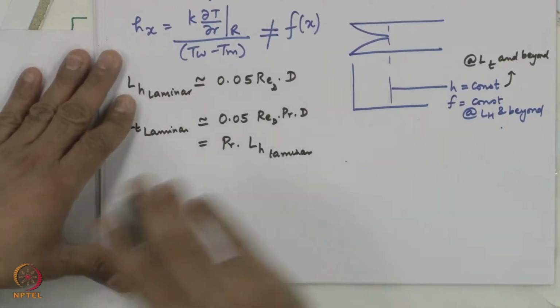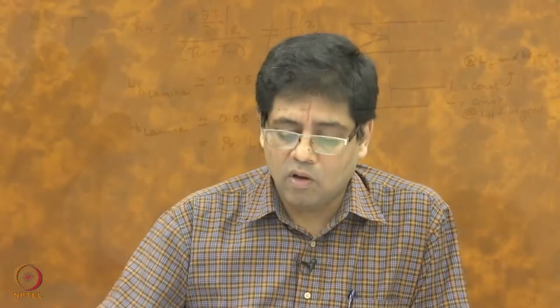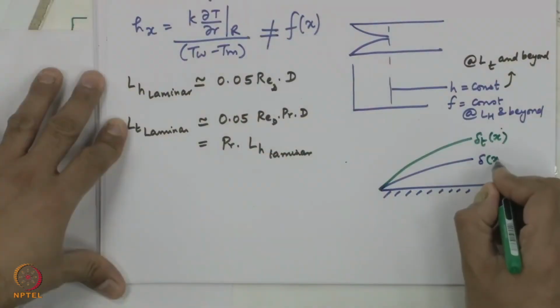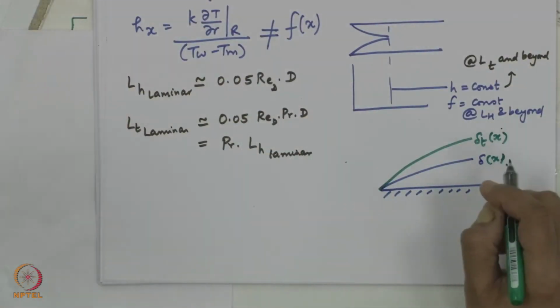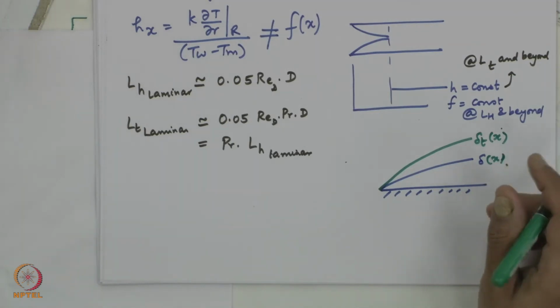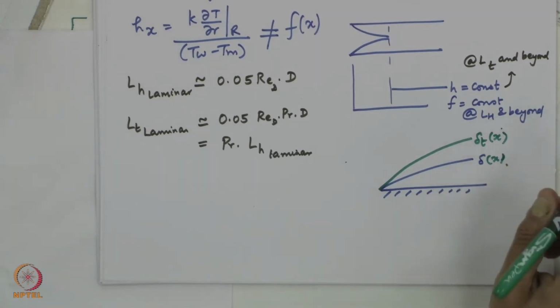Again, I will keep going back to external flow because that is something which we have already seen. External flow, flat plate, delta T. Please remember, this is highly exaggerated. We would have seen what are the typical dimensions of the boundary layer thicknesses. Boundary layer thicknesses are of the order of a few millimeters.